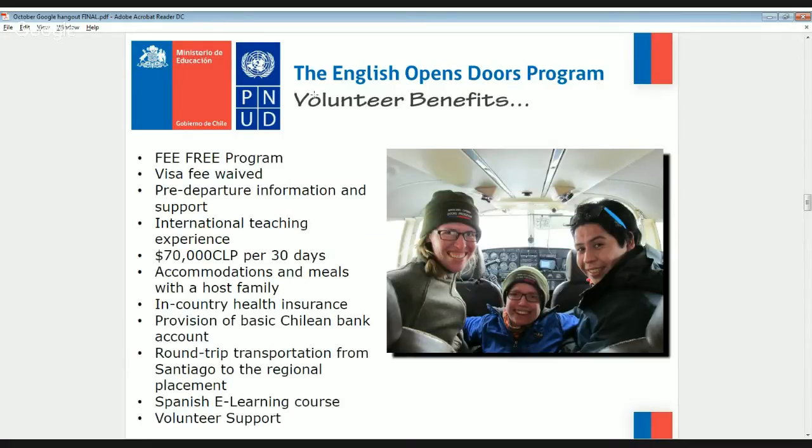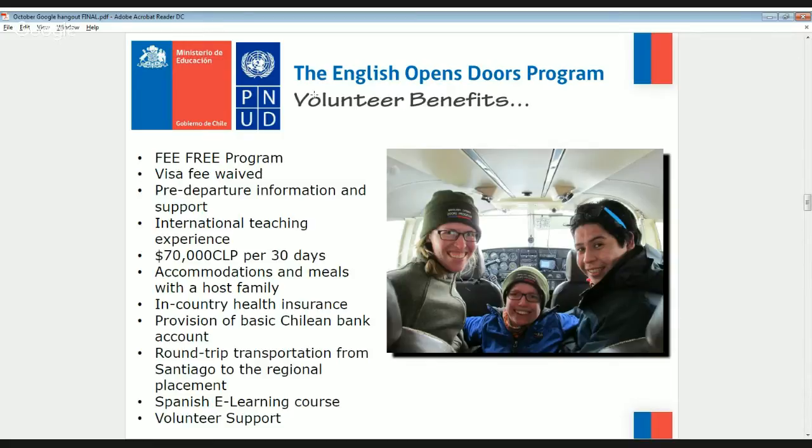Okay. So what are some of the benefits of volunteering with our program? Well, we are a fee-free program, so we're not in the business of making money, but rather we're making a considerable investment in each one of our volunteers. First off, as a volunteer, you won't have to pay a visa fee to come to Chile. The fee will be waived. So for those of you that are in the US, that'll save you approximately $450.